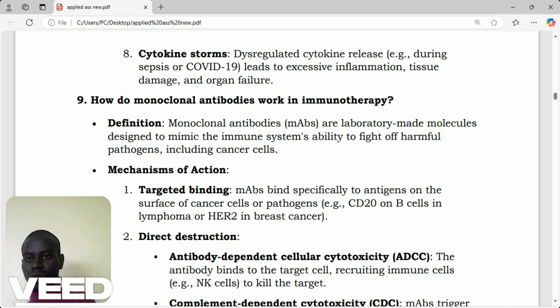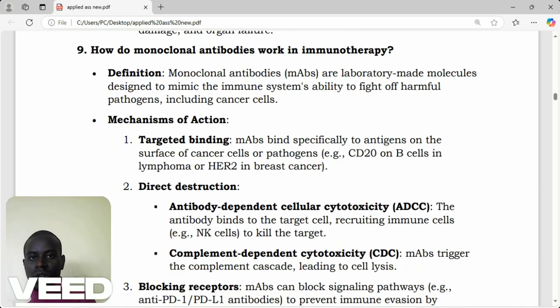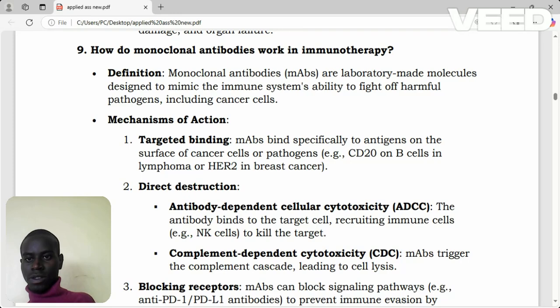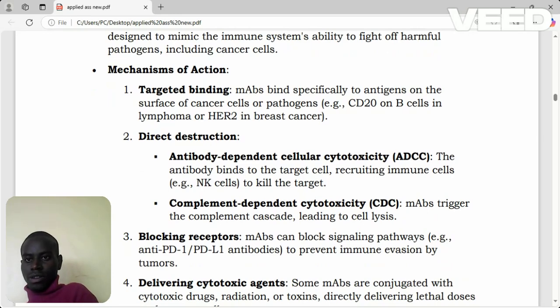The next question is: how do monoclonal antibodies work in immunotherapy? Here, firstly, you have to understand what monoclonal antibodies are. By definition, monoclonal antibodies are laboratory-made molecules designed to mimic the immune system's ability to fight off harmful pathogens, including cancer cells. Here are some mechanisms of action.